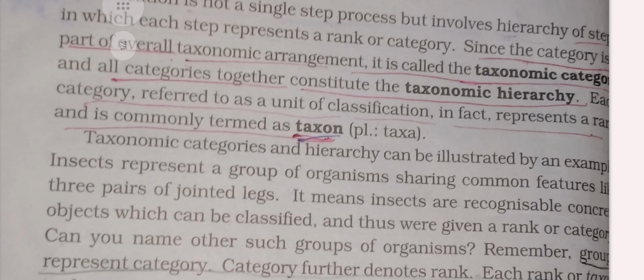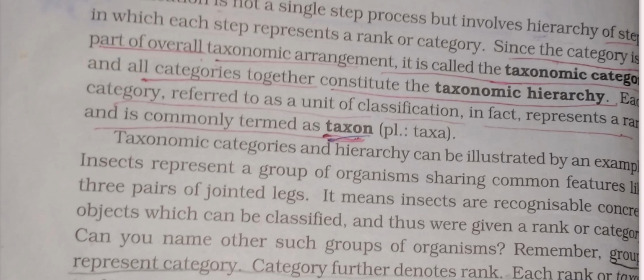Taxonomic category and hierarchy can be illustrated by an example. Insects represent a group of organisms sharing a common feature like three pairs of jointed legs. We can classify like that, dividing the organisms which have three pairs of jointed legs. It means insects are recognizable, concrete objects which can be classified and thus were given a rank or category.